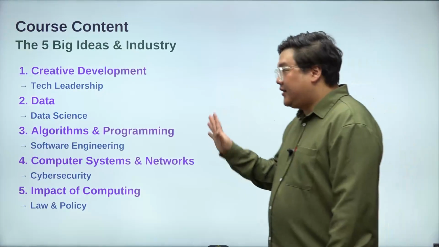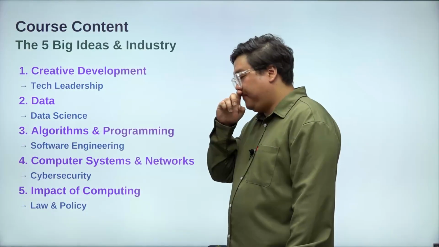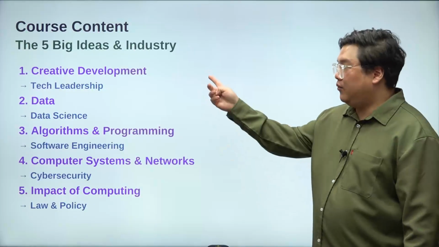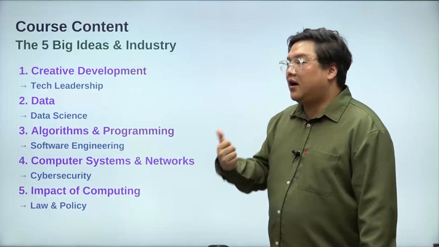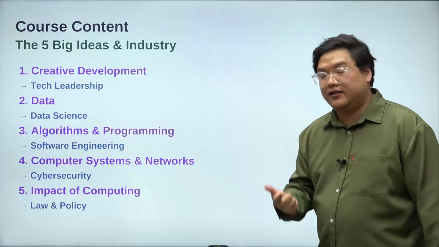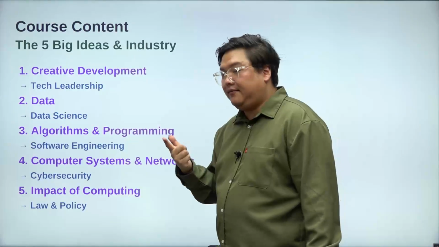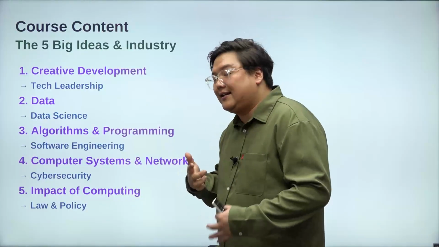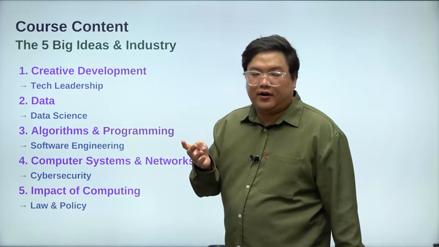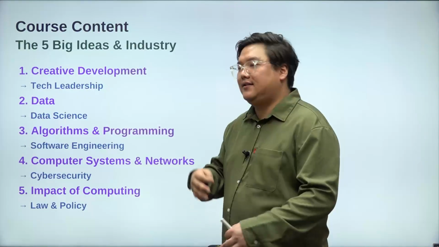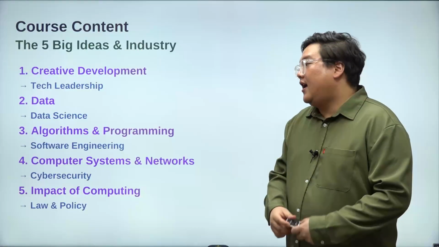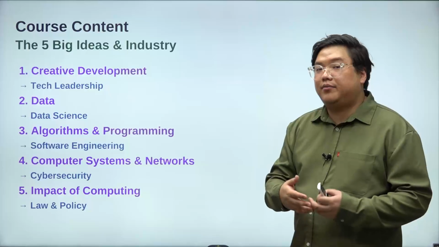There are 5 big units in AP CSP, called Big Ideas. Big Idea 1 is creative development, where we talk about leadership, communication, participation, and collaboration. Big Idea 2 is about data, the data science field in computer science. We talk about binary code, what these different types of data are, and how data is saved on your computer. And number 3 is algorithms and programming.